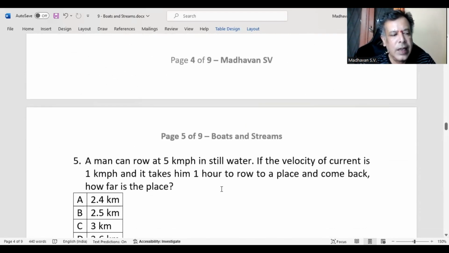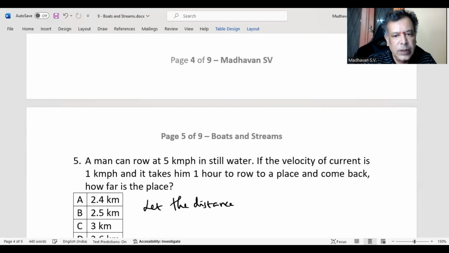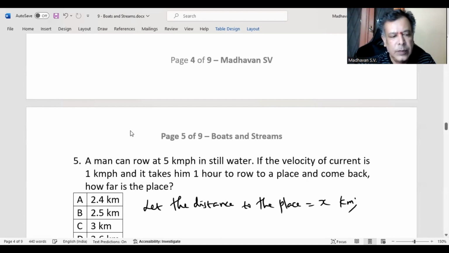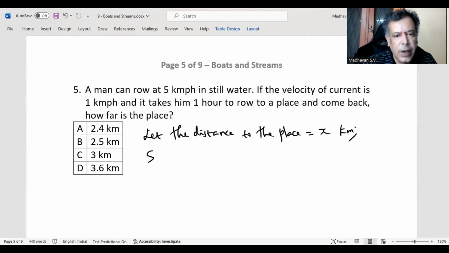Question 5. A man can row at 5 kilometers per hour in still water. If the velocity of current is 1 kilometer per hour and it takes him 1 hour to row to a place and come back, how far is the place? So let the distance to the place equal x kilometer.